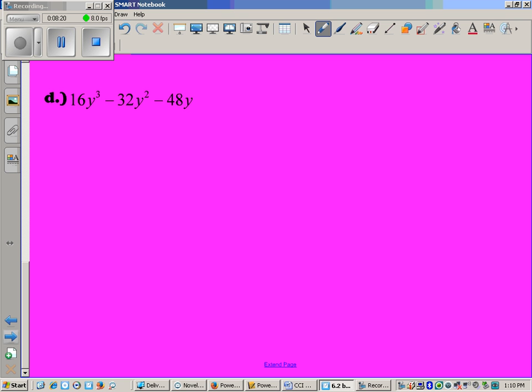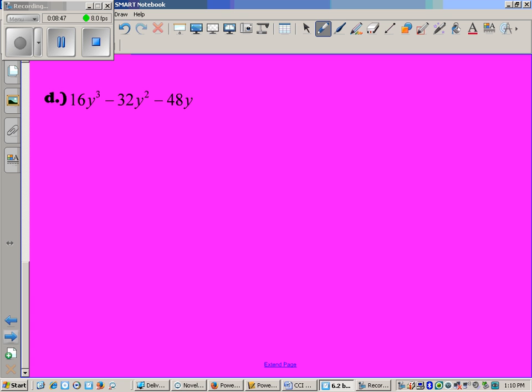I've got 16y cubed minus 32y squared minus 48y, and I want to factor. My first step in factoring is to make sure that everything is in order. And since it goes y cubed, then y squared, then y, it looks like it's in order. My next step is to see if there is a GCF, the greatest common factor.